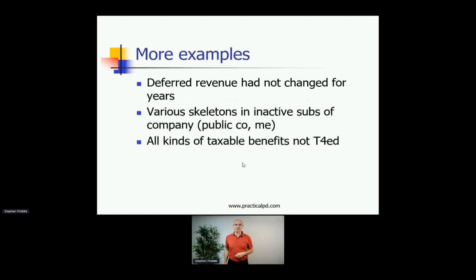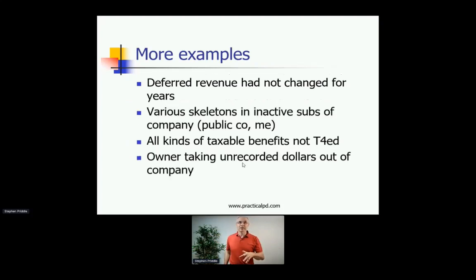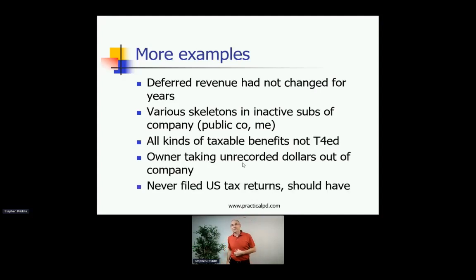Here's a simpler one, not a huge one. All kinds of taxable benefits not reported. Another one, owner taking unrecorded dollars out of a company. Never filed tax returns, US tax returns that is, should have. There's some examples of more skeletons in the closet.